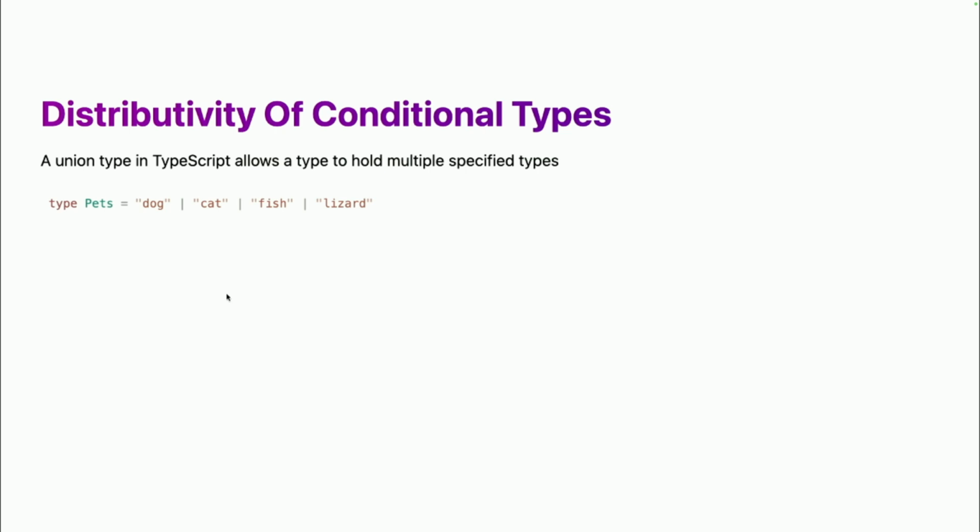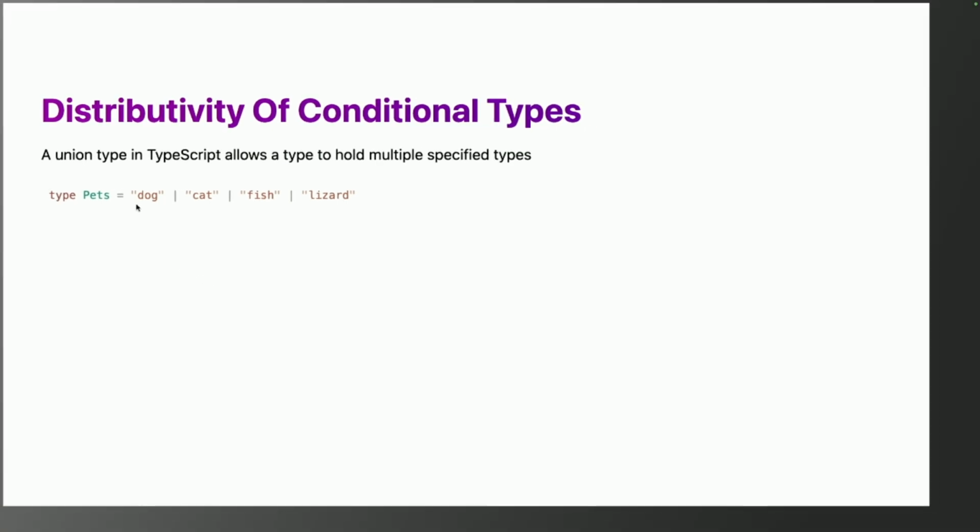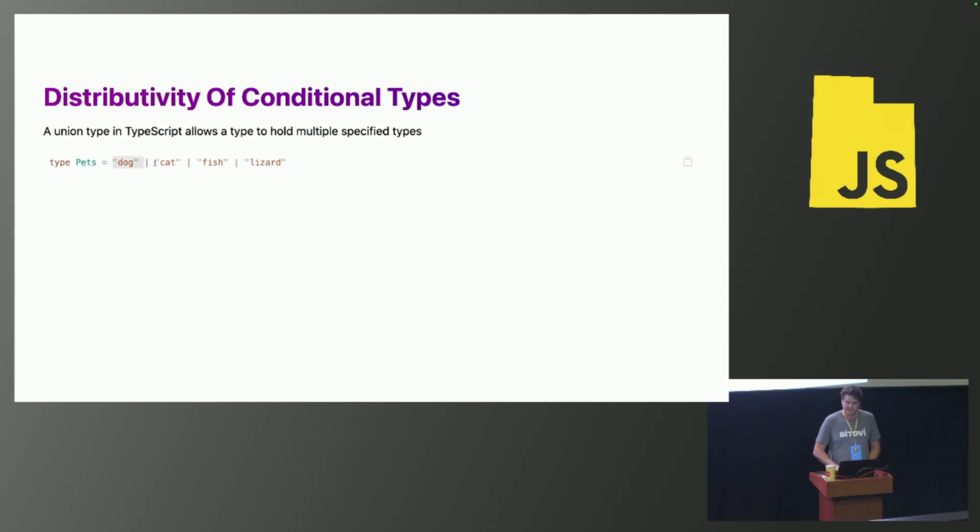But before we get into it a little bit, in case you're not familiar with what a union type is, a union type is a TypeScript type that can hold multiple specified types. So up there we have that type Pet, where we can see it's going to be a dog or a cat or a fish and so on. It doesn't need to just be string literals up there. We could use objects, booleans, numbers, whatever our hearts desire.